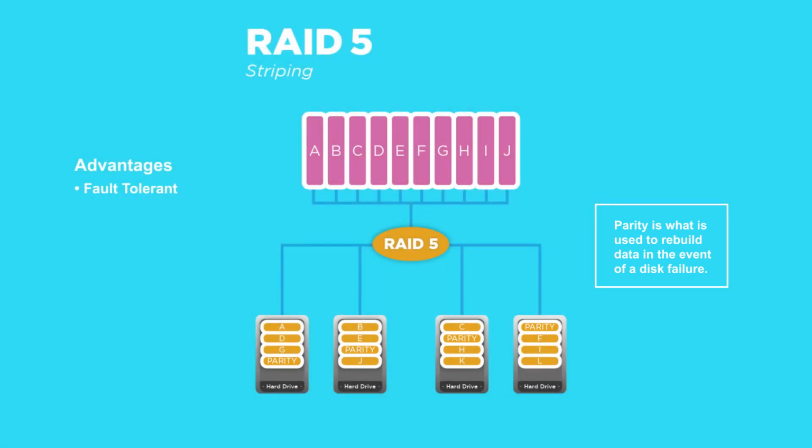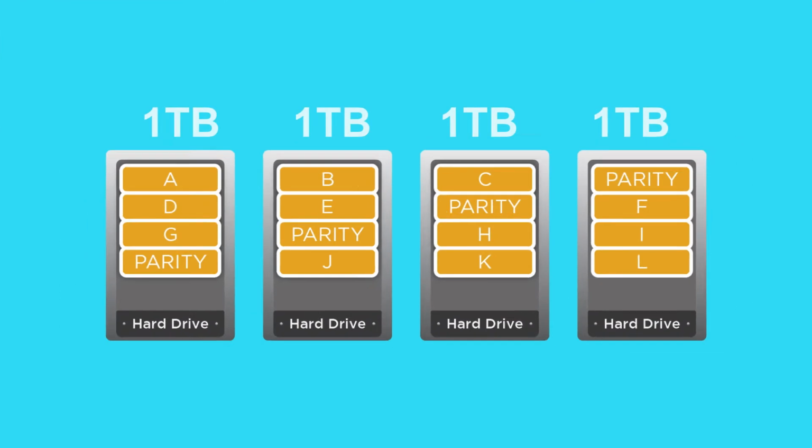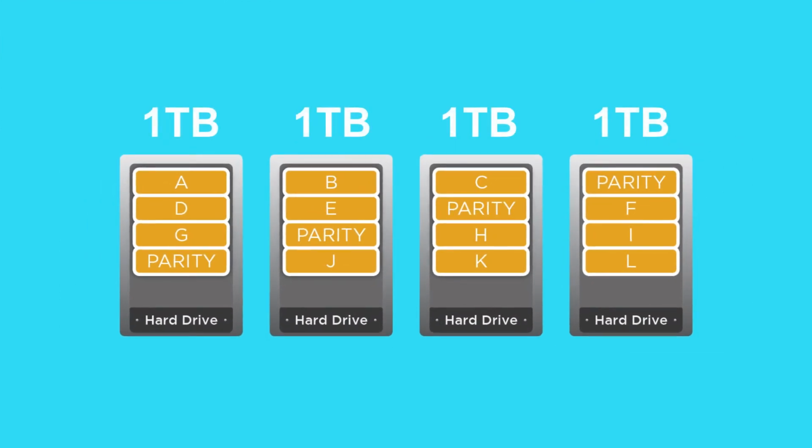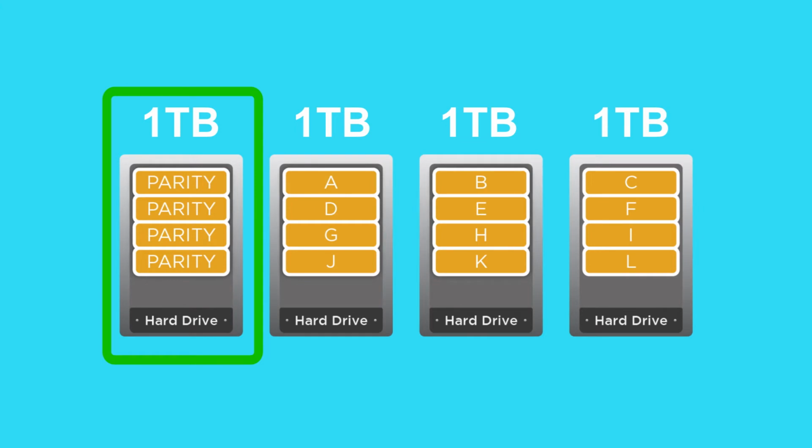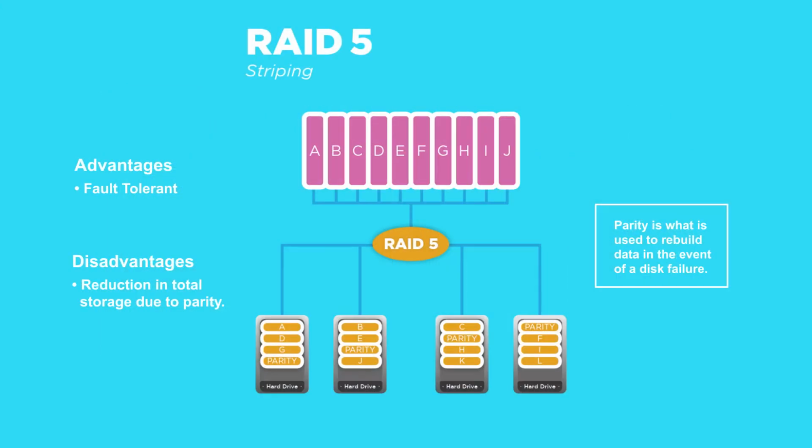However, the disadvantage of using a RAID 5 setup is that it requires the equivalent of an entire disk's worth of storage to be dedicated to the parity. So this reduces the collective amount of storage for data. For example, if you have 4 1 terabyte disks equating to 4 terabytes worth of storage, 1 terabyte will be dedicated to parity, leaving you only 3 terabytes worth of space to store your data.